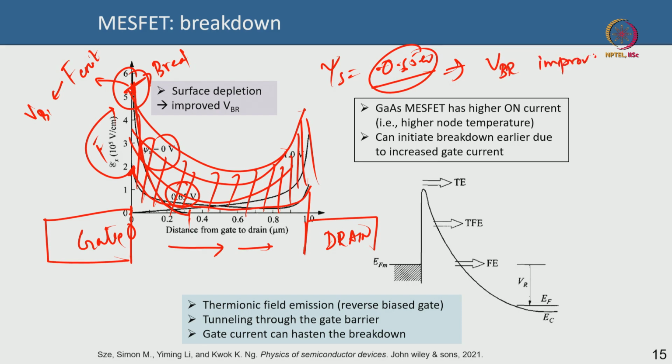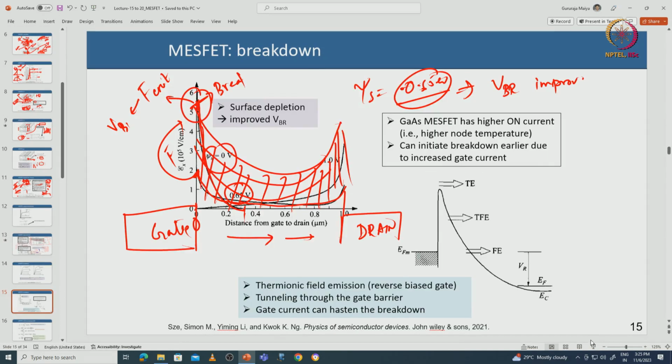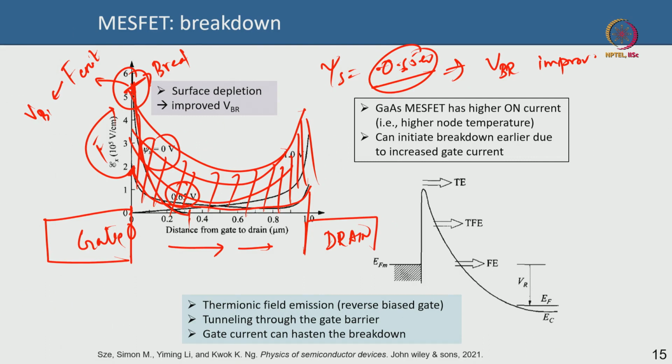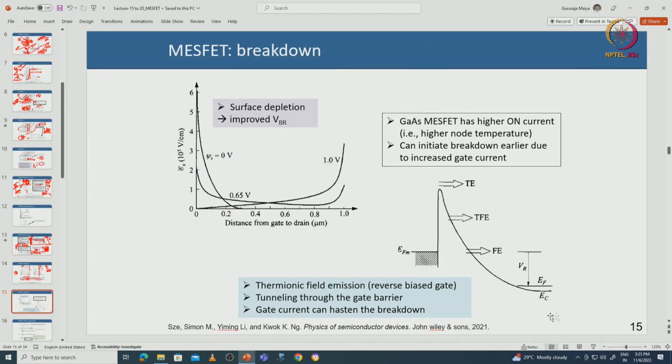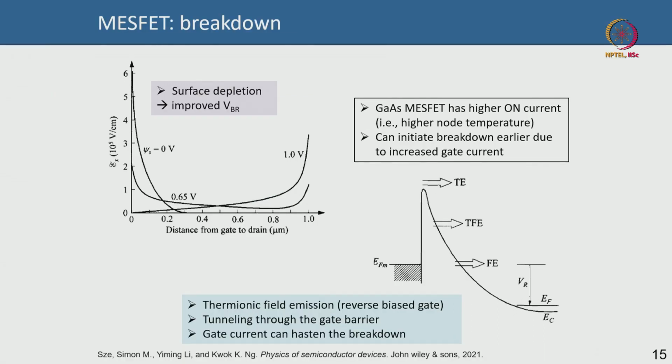Okay. And also you can see that for a surface depletion level of 1 volt, the field at the edge of the gate is 0, but it suddenly spikes up towards the drain. So, that means the edge of the drain metal will break down. So, surface traps are critical, and how do you control that? You cannot control this as much, but you can use passivation, field plate and other techniques to modify the surface field so that you can get higher breakdown. But this is precisely the same thing I said, the GaAs MESFET has higher on current, high temperature, which initiates breakdown.